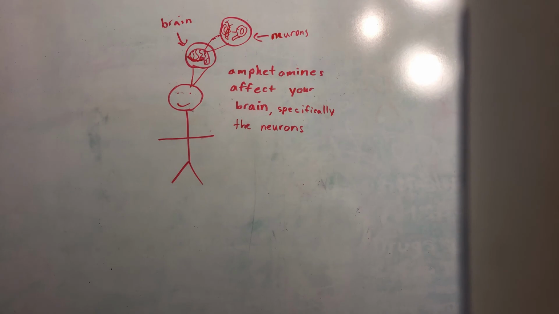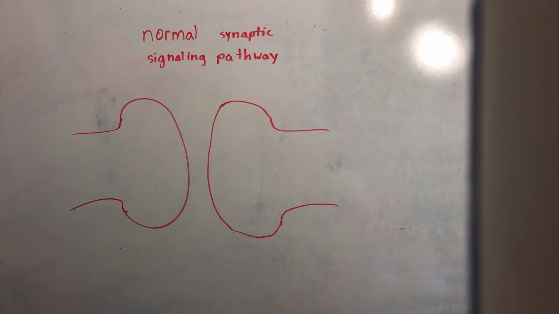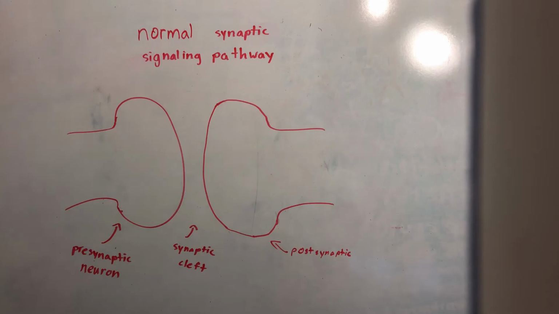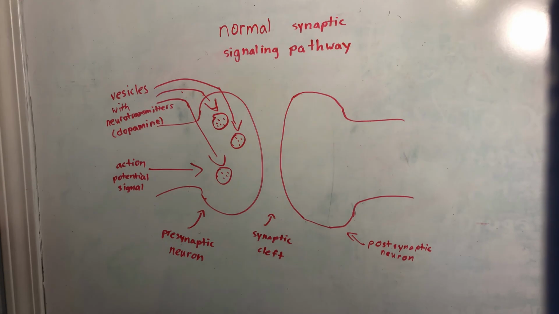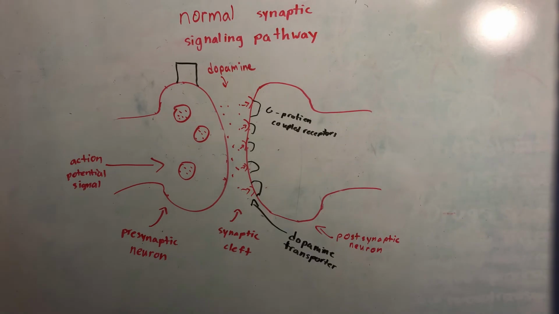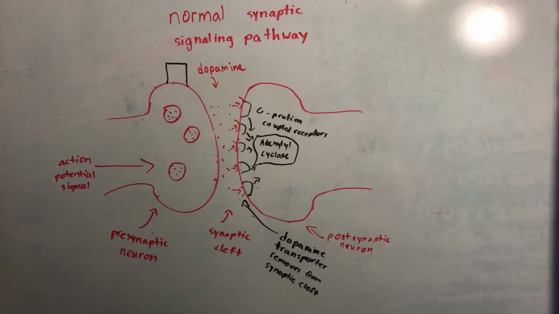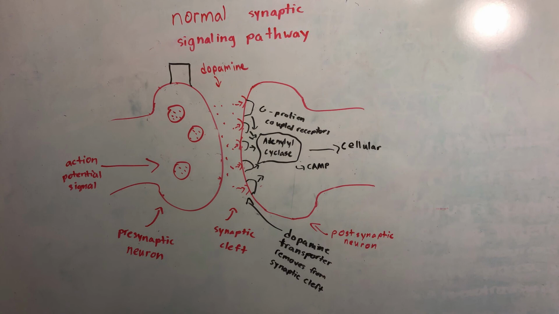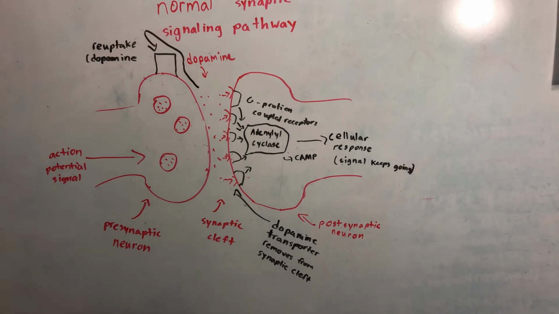In normal synaptic signaling pathways between two neurons, vesicles hold neurotransmitters, which are in this case dopamine. An action potential signal stimulates the neuron and causes the release of dopamine, which binds with dopamine receptors, G protein coupled receptors, in the other neuron. The dopamine transporter protein removes dopamine from the synaptic cleft, and the cellular signal reaches adenylyl cyclase and cAMP, which causes the cellular response in the neuron. Finally, reuptake or recycling of dopamine occurs.